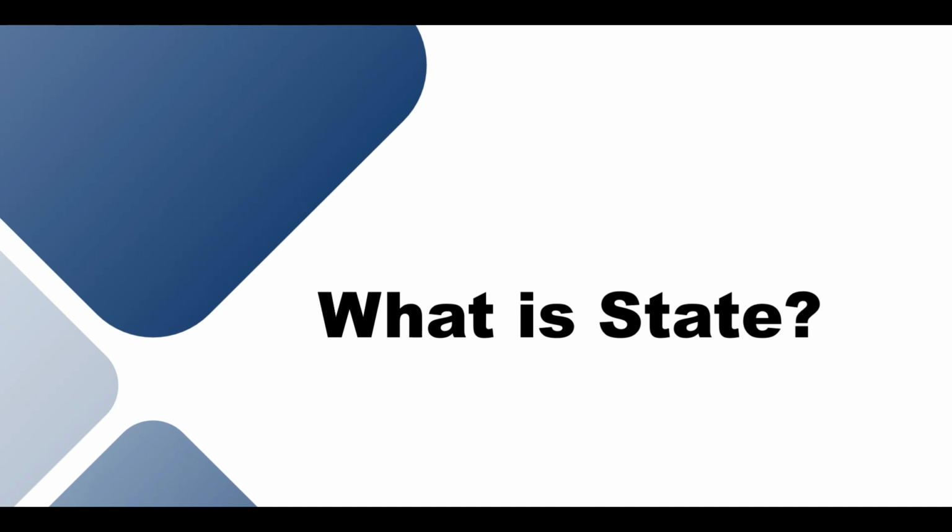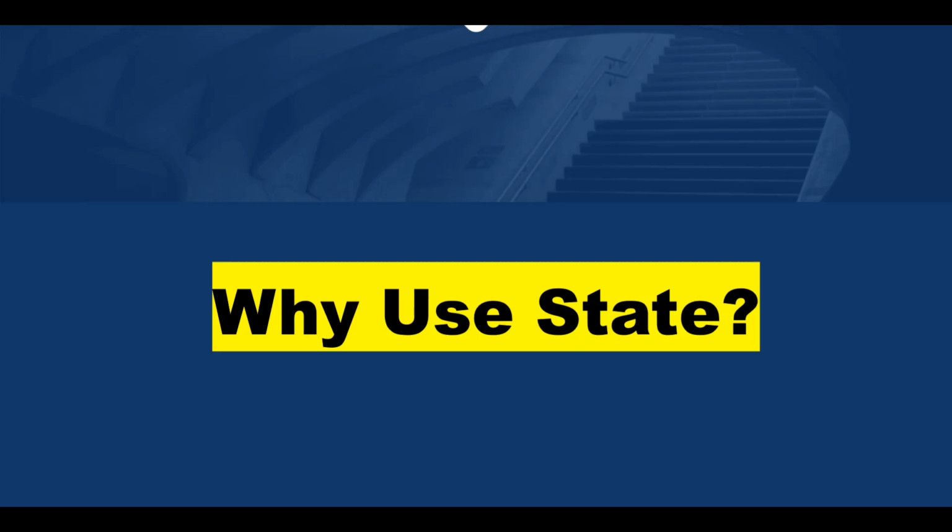State is the built-in object in React that allows the components to manage and track dynamic data. It is mutable, meaning it can change over time, usually in response to user action or network response. Next, we move on to why use state. Use state to store the data that can change over time, like user input, API response, something like this. To trigger re-renders of the component when the state changes, ensuring the UI reflects the current data.